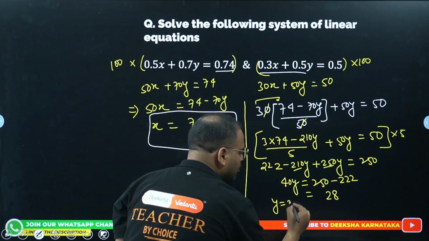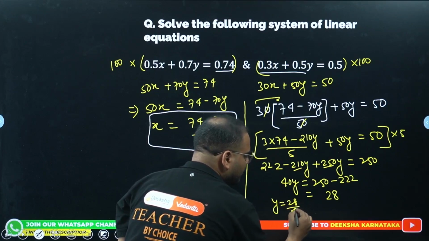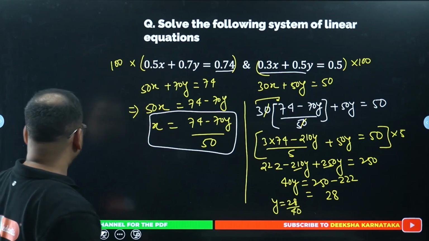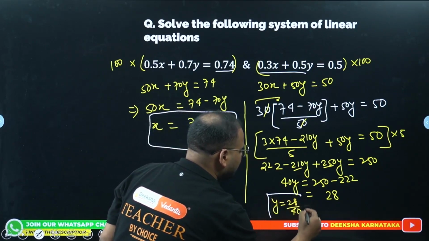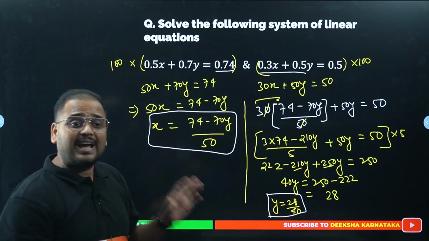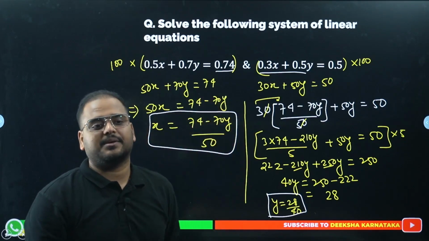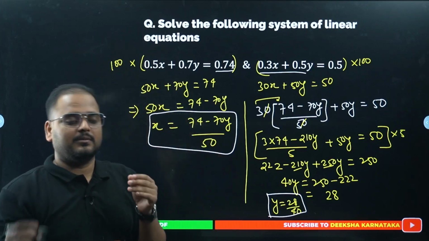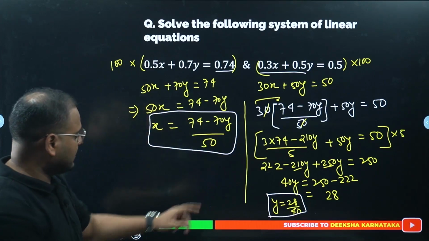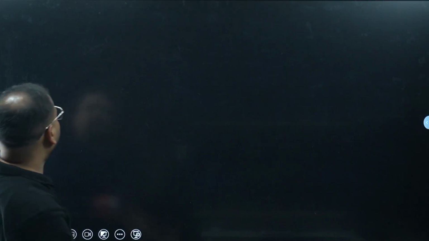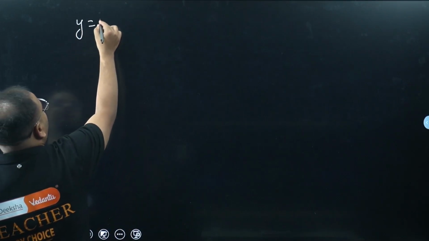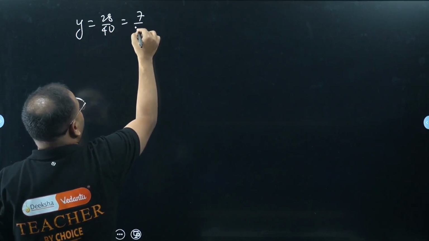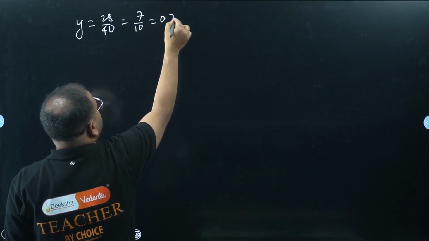So what is my y equal to from here? My y is equal to 28 by 40. We have more simplification to carry on here. This looks a little difficult, a lot of calculation, but the steps remain same, the process remains same, simplification remains exactly the same. So far we have y equal to 28 by 40, nothing but 7 by 10, nothing but 0.7.